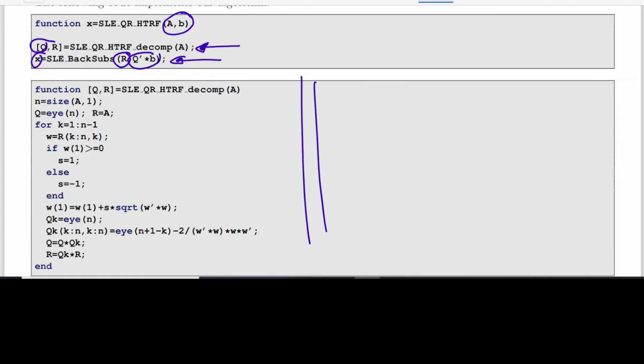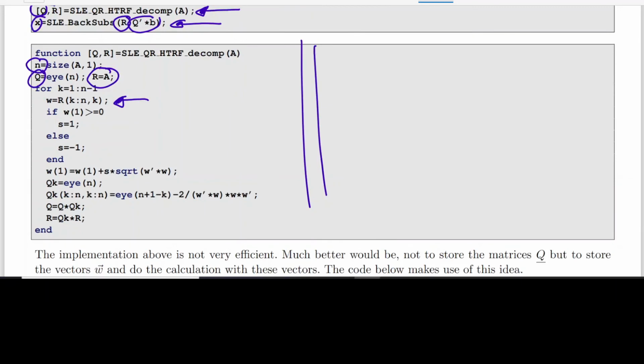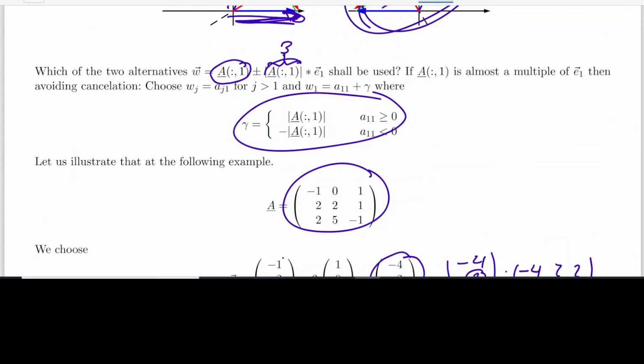This code implements the Householder transformation. First, find out what's the size of the matrix, then start with the identity matrix, then what's our omega, start with the first column. First we copy our matrix A and name it R, and then let's start with the first column of R. So let's start with the first column of A, and then if the first element omega 1 is positive, then use positive sign. Sign 1 means sign positive, and otherwise use sign negative. And then add to the first coordinate the sign plus or minus, and then the square root of omega transposed times omega. That's this one here.